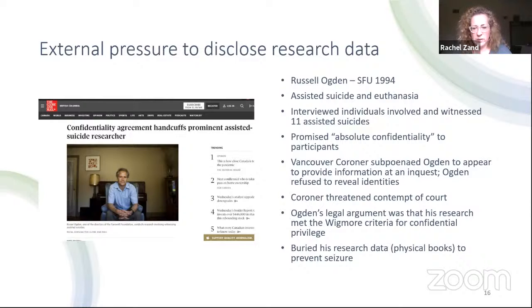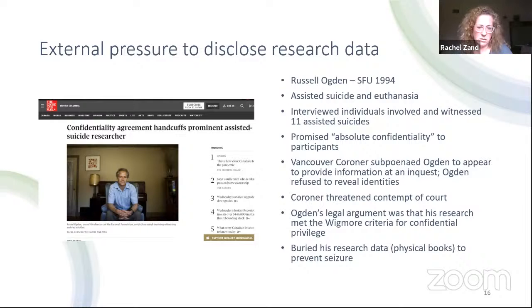He was asked to reveal his sources and he refused. And what he used was something called the Wigmore test. So basically there are 4 points to this Wigmore test. And I believe it's also used for psychiatrists and other kinds of doctor-patient privilege relationships. The first one is that the communication or the relationship between, in this case, the researcher and the participant, originated in a confidence that cannot be disclosed.